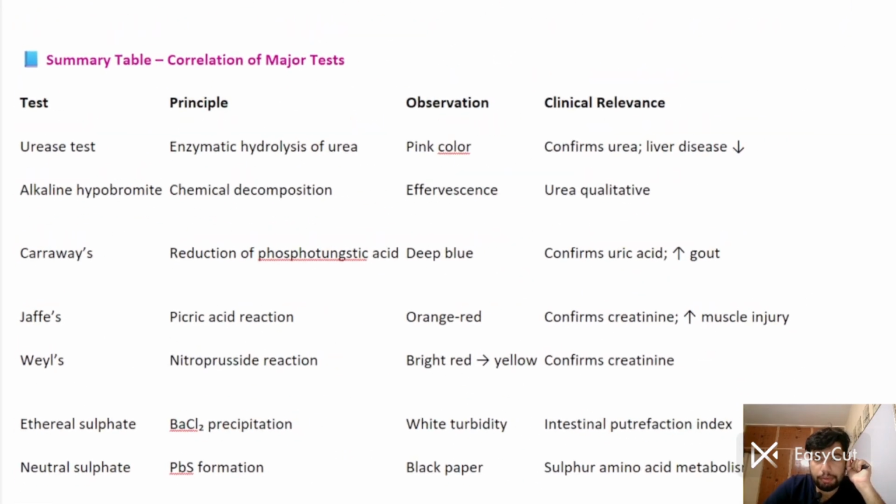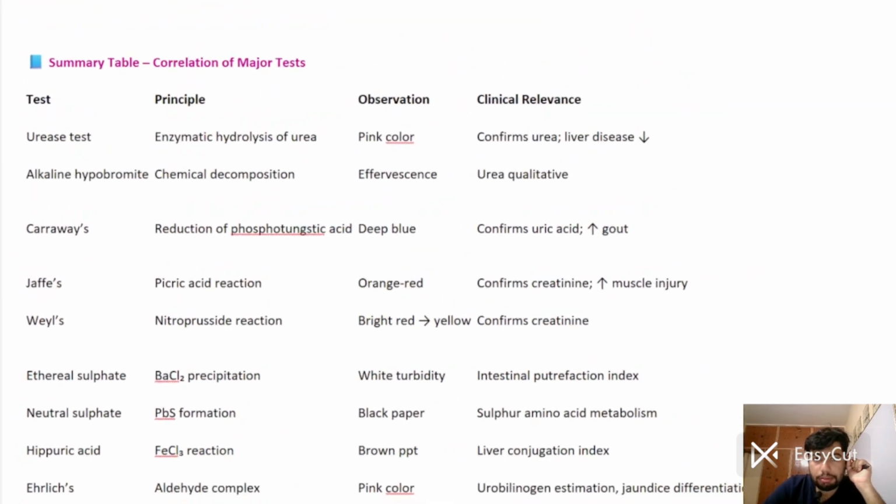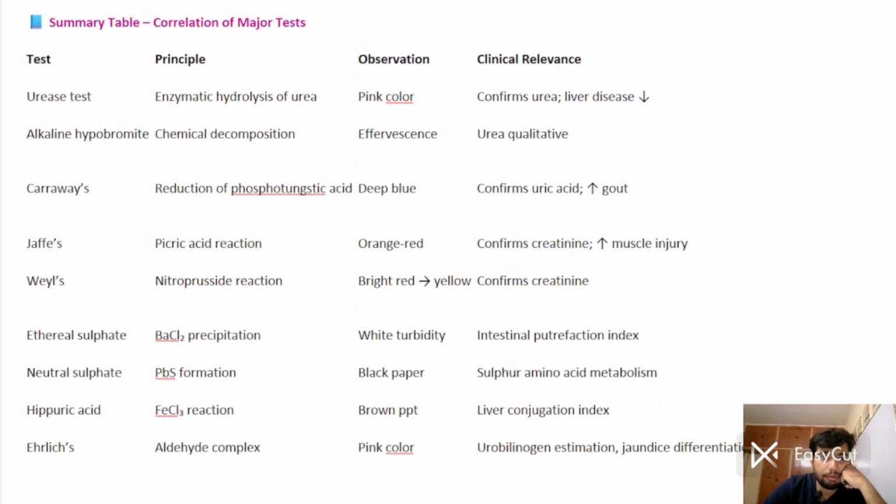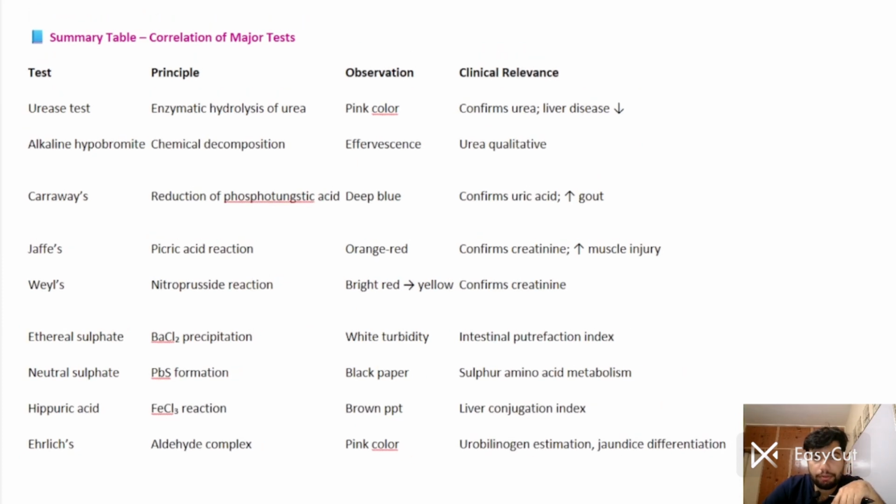You can see the summary very nicely. I have written the summary of all the tests. You can take a screenshot of it. I won't be discussing it here because of video length. Whenever you have to revise, you can just revise by this one table. Okay, clear?